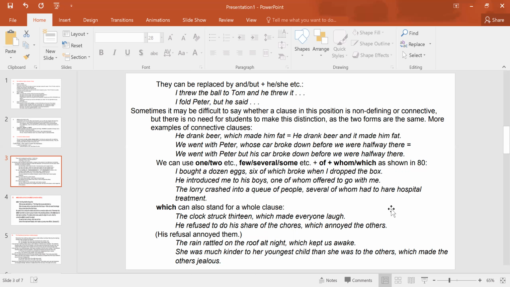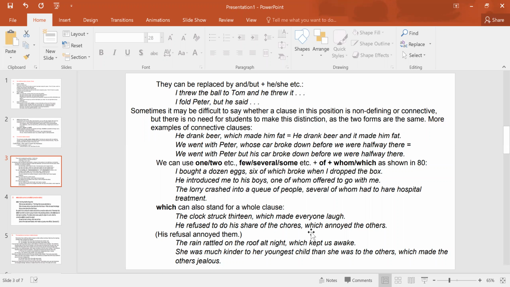had to have hospital treatment. This is not "here"; this is again a typing mistake. Let me correct it. Actually, this is "had to have" only. Several of whom had to have hospital treatment. Which can also stand for a whole clause. You can also use which for a whole clause. For example, the clock struck 13, which made everyone laugh. What made everyone laugh? The clock striking 13. So, using which for the whole clause here.